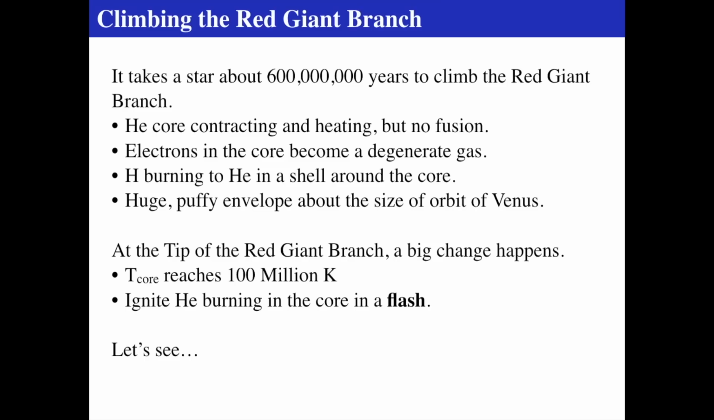And the huge puffy envelope of the star becomes almost the size of the orbit of Venus. So Mercury is gone. It's dead. It's been eaten by the sun. And if it gets out to the size of Venus, then Venus is dead. It'll go into the sun, and that's the end of the planet Venus.